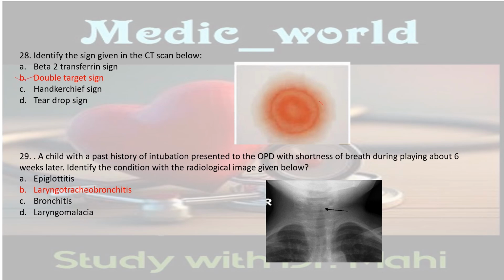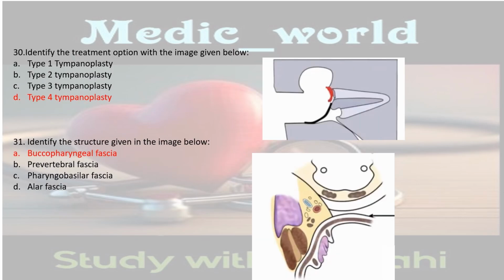Next question. A child with a past history of intubation presented to the OPD with shortness of breath during playing about 6 weeks later. Identify the condition with the radiological image given below. This is the steeple sign and it is seen in laryngotracheobronchitis, that is croup.